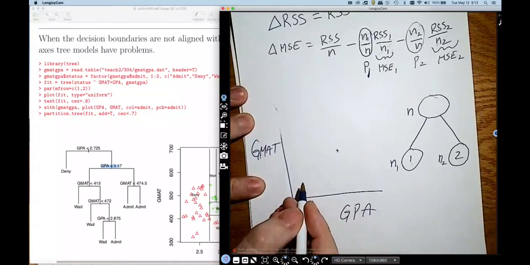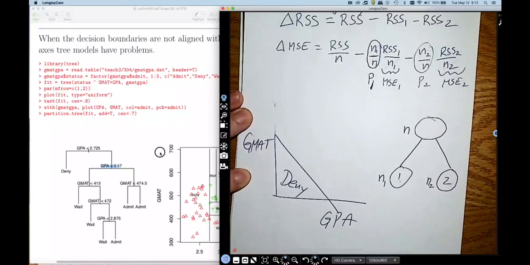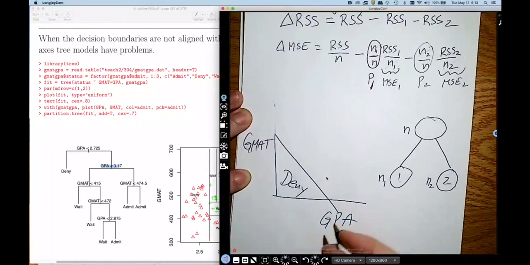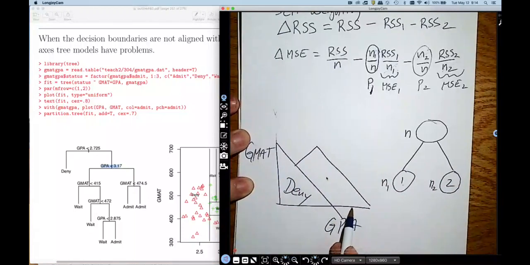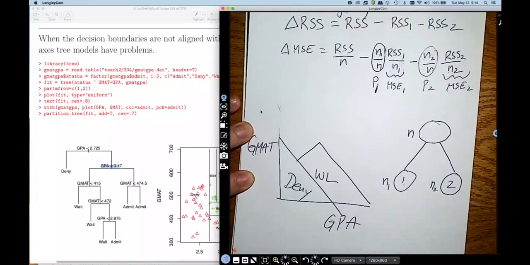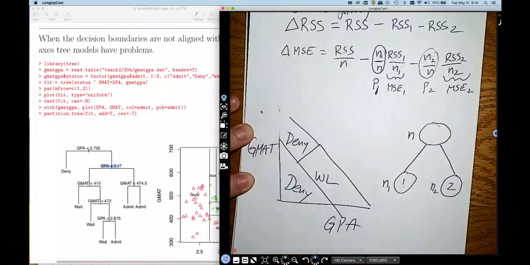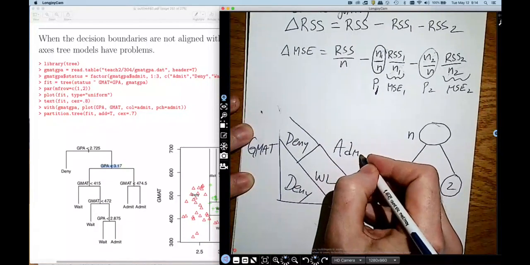And the decision boundaries basically look like this. These are all denies. Then you're going to see there's kind of a hook right here where if you have a decent grade point average, we're going to waitlist you. And we're going to deny these people. Okay, so if you take tests very well, but you have a lousy grade point average, we're going to deny you. And then everybody over here is going to be an admit.